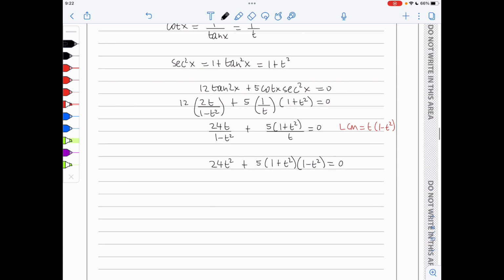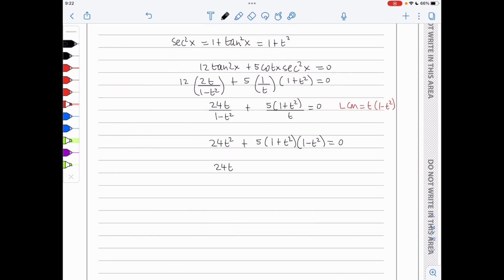And now I proceed in expanding. 24t squared plus 5 times 1 minus t squared plus t squared minus t to the 4 is 0. The minus t squared with the plus t squared, they cancel out. So we've got 24t squared plus 5 minus 5t to the power of 4 is 0, which simply means that 0 is 5t to the 4 minus 24t squared minus 5 as required. So this completes the first part of the question.